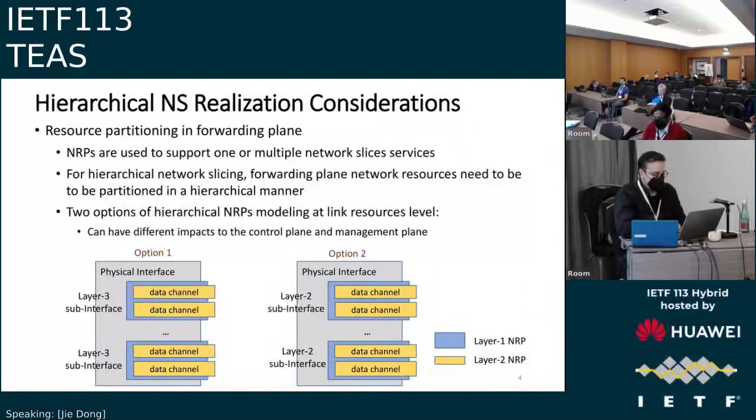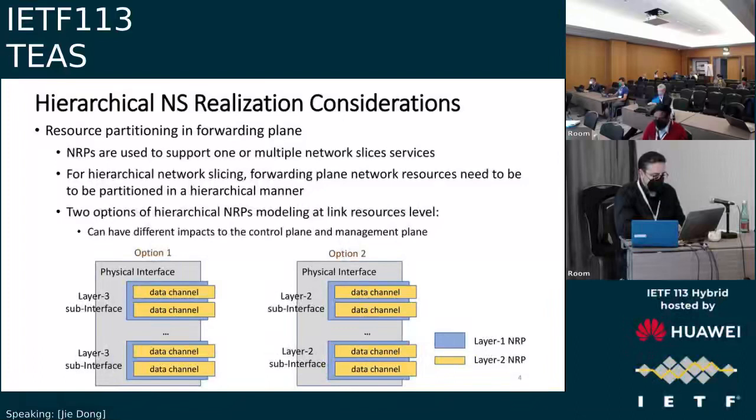There are 2 options for modeling the hierarchical NRPs at the link resource level. The first one is that we can treat the level 1 resource partition on the link as a layer 3 subinterface. And the second level NRP resource can be treated as separate data channels within the layer 3 subinterface.